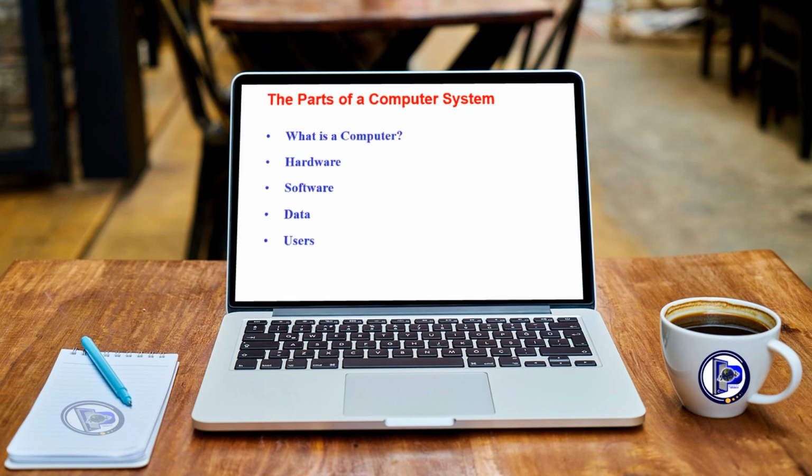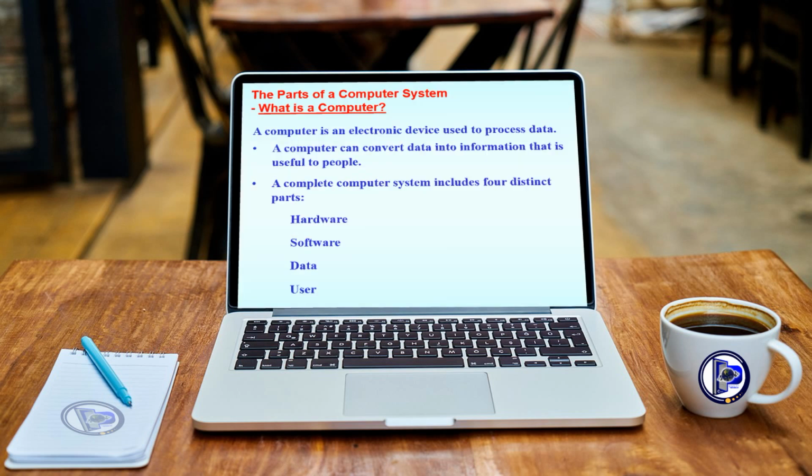The parts of a computer system. What is a computer? Hardware. Software. Data. Users. The parts of a computer system. What is a computer? A computer is an electronic device used to process data. A computer can convert data into information that is useful to people.